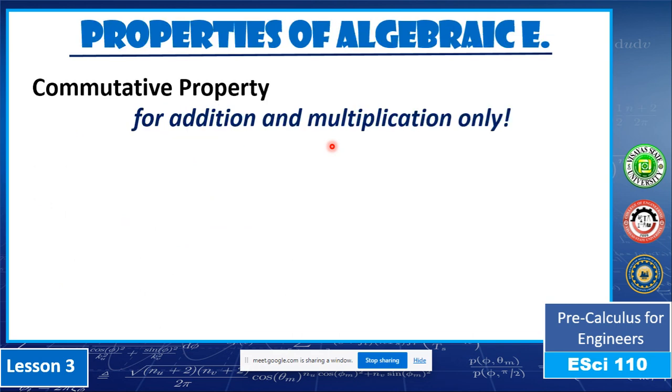So we have properties of algebra. The first property is the commutative property. So this is only good for addition and multiplication class. Hindi bawal to sa subtraction and division. Why? Okay, let's take a look at this. For addition, we have x plus 3 is the same as 3 plus x. If you are going to apply it on subtraction, so x minus 3 is equal to 3 minus x. Do you think it is equal? Class, do you think it is equal?